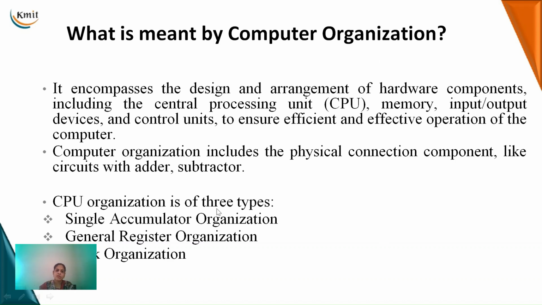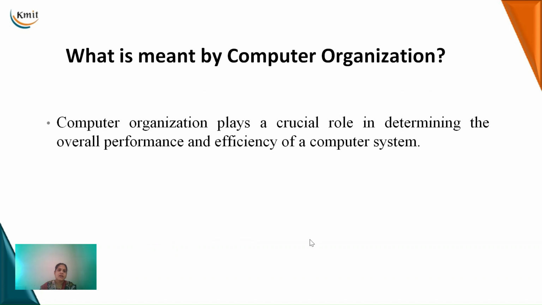If you look at computer organization, it is of three types: the single accumulator organization, general register organization, and stack organization. We will know in detail about these organizations in the later units, but these are the different types of CPU organizations. The computer organization also plays a crucial role in determining the overall performance and the efficiency of your computer system.